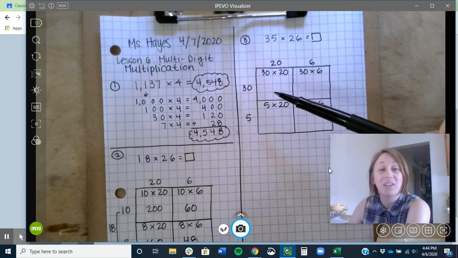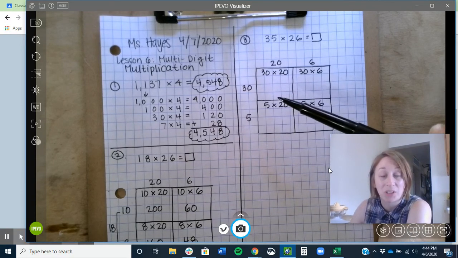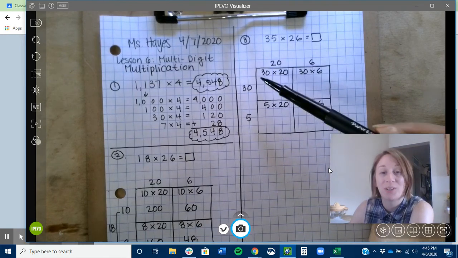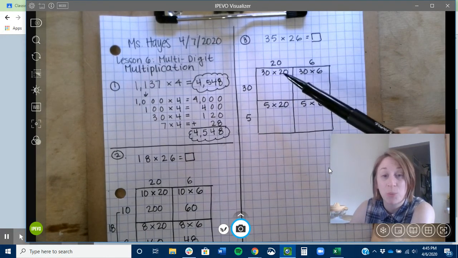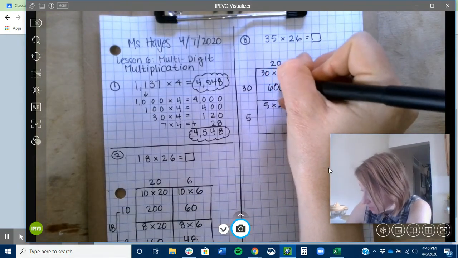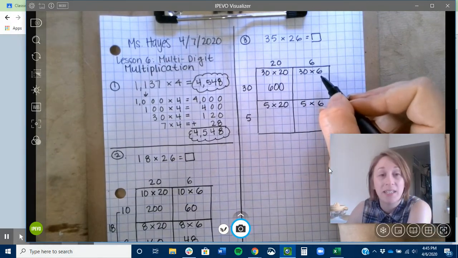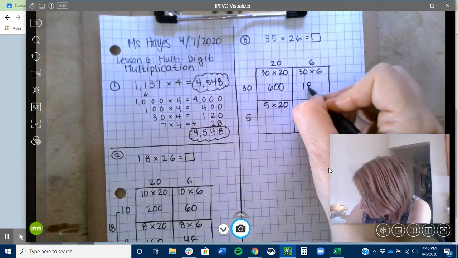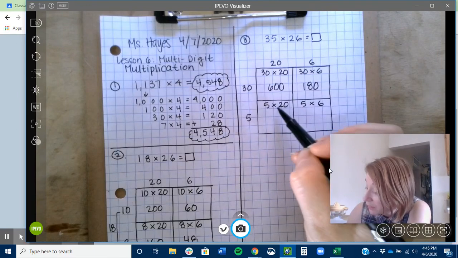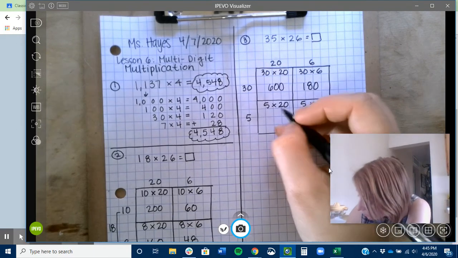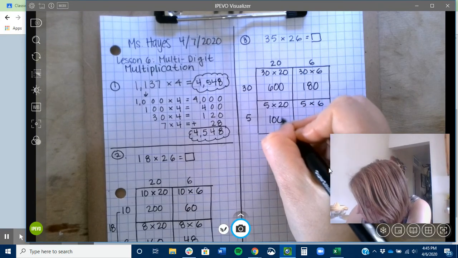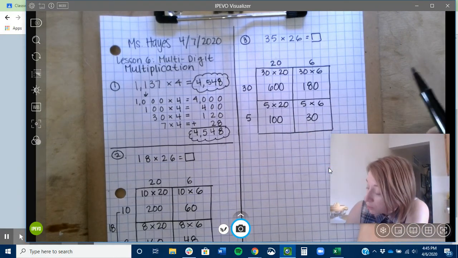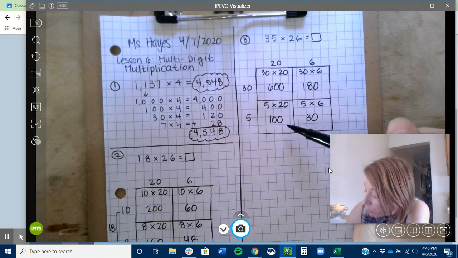Amazing work. Now let's go ahead and find the partial products, then add all of the partial products together. 3 times 2 is 6. I'm going to include the 2 zeros at the end so that 30 times 20 equals 600. 3 times 6 equals 18. When I include the 0 at the end, 30 times 6 equals 180. 5 times 2 equals 10. When I include the 0 at the end, 5 times 20 equals 100. 5 times 6 equals 30. Our partial products are 600, 180, 100, and 30.